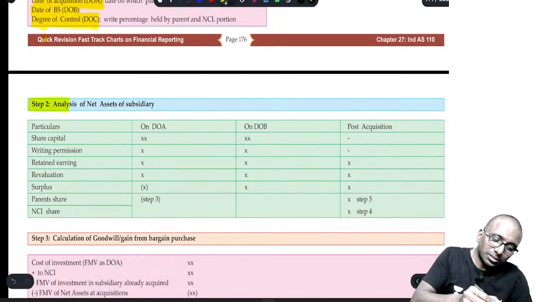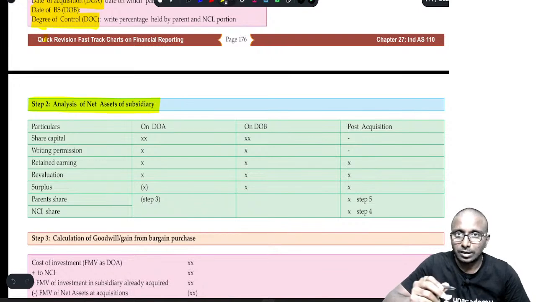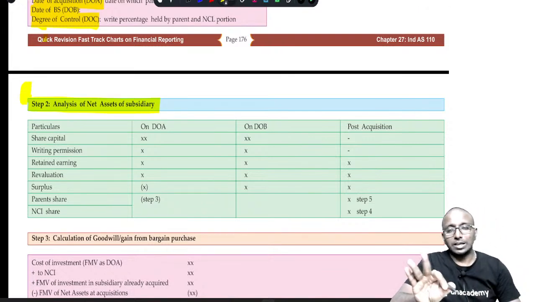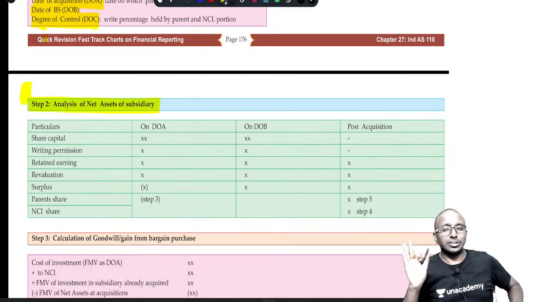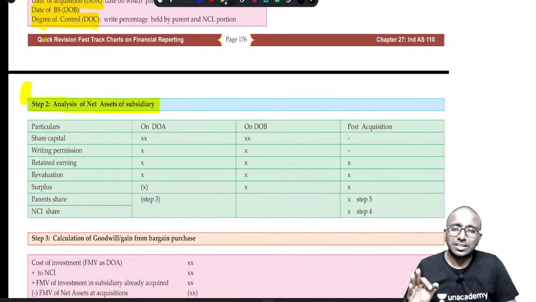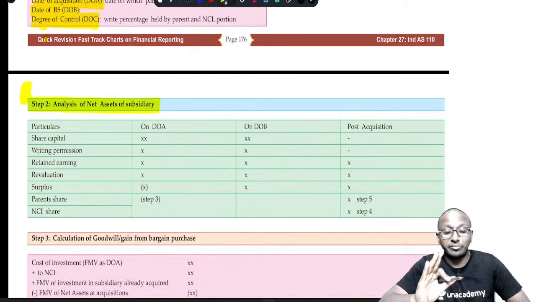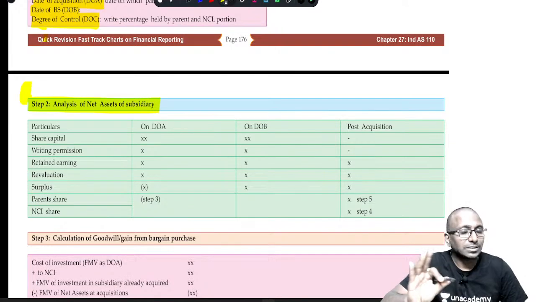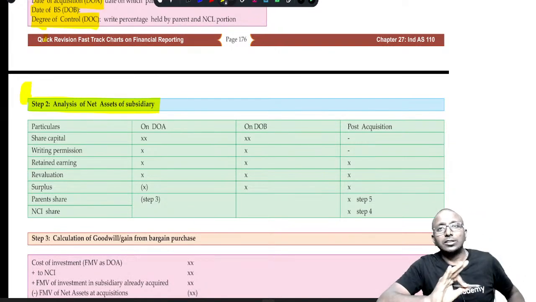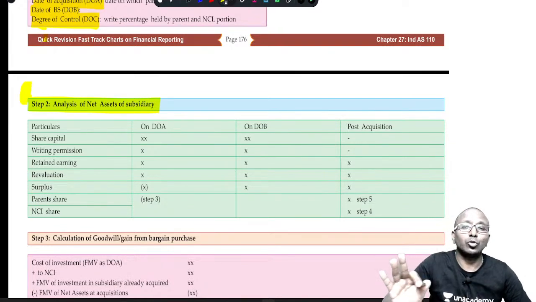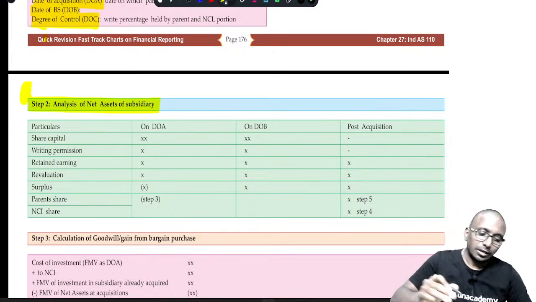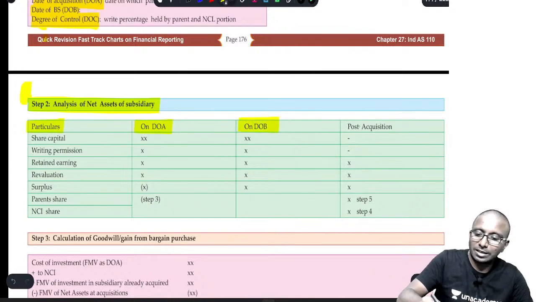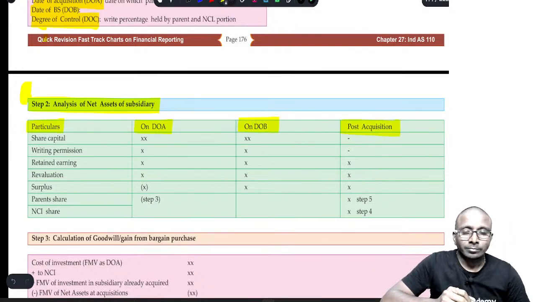Next, step 2 is something very crucial to us. If you are able to complete it perfectly, then almost as per my steps, consolidation is done. It's a very simple way we have done it. Whichever student has learned from me, if you ask them, they will tell you it's very simple. Simply you will be able to complete it. Now the particulars: on the date of acquisition, date of balance sheet, and post acquisition.